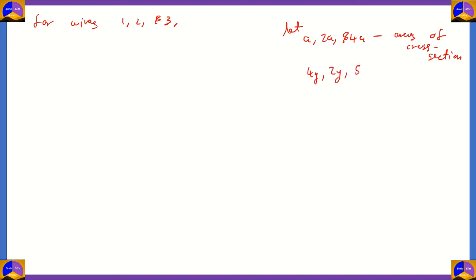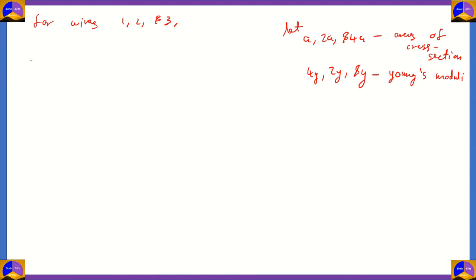Now, for the wires 1, 2, and 3, we're going to calculate the force on each of them. So we will consider A, 2A, and 4A to be the areas of cross-section, and we will consider 4Y, 2Y, and Y as the Young's moduli of those 3 wires.